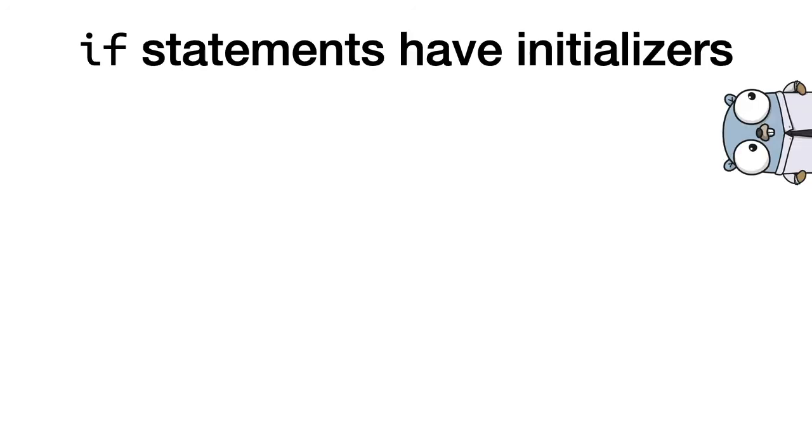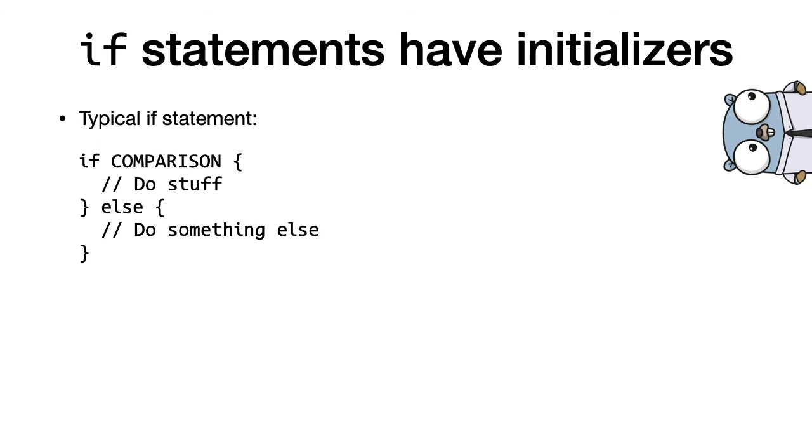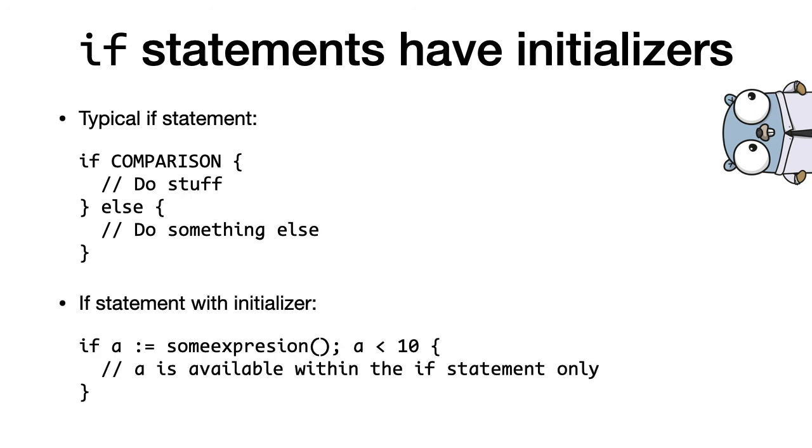If statements can also have initializers. In your typical if statement, you say if comparison, else, do something else. But you can also do an initializer. So I can say if a := some expression; a < 10. This will initialize a with a value, and a is only available within the if statement. So that is the basics of Go syntax. Hopefully we covered enough to give you a flavor of it.